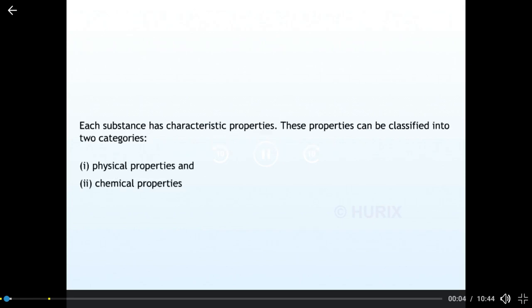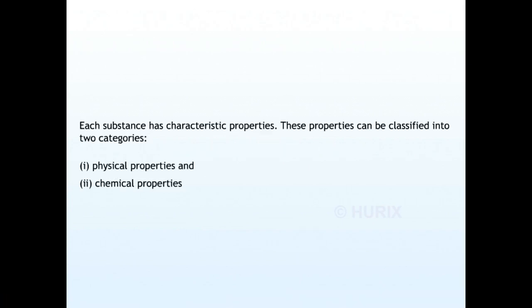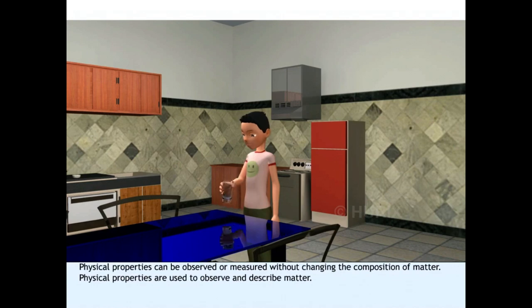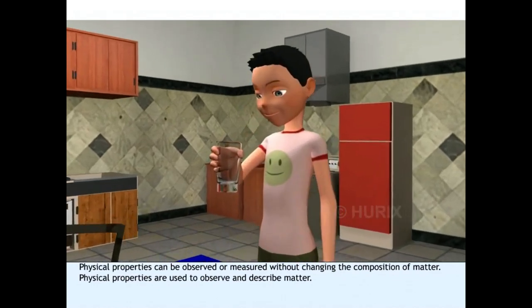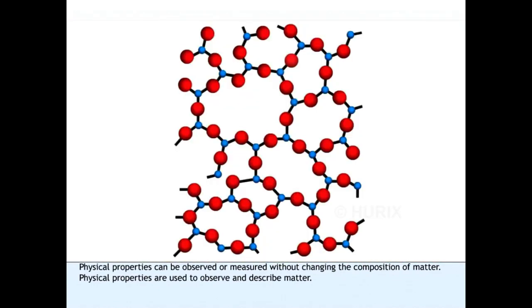Each substance has characteristic properties. These properties can be classified into two categories: physical properties and chemical properties. Physical properties can be observed or measured without changing the composition of matter. Physical properties are used to observe and describe matter.